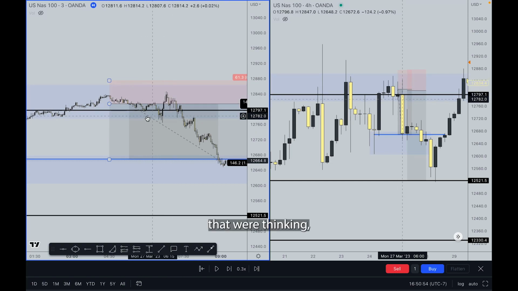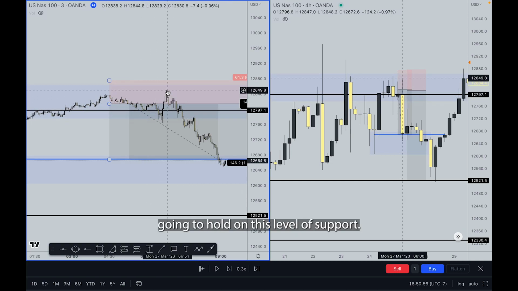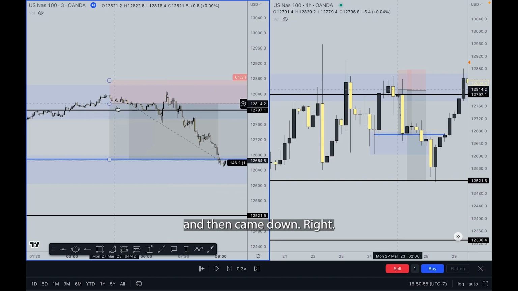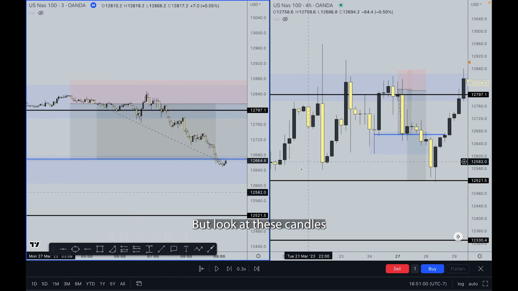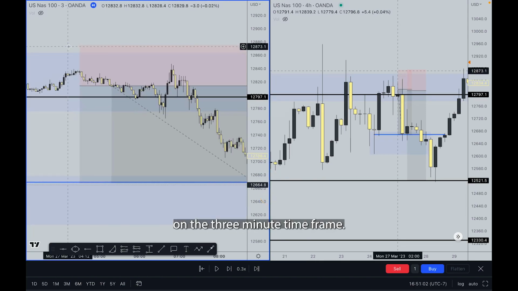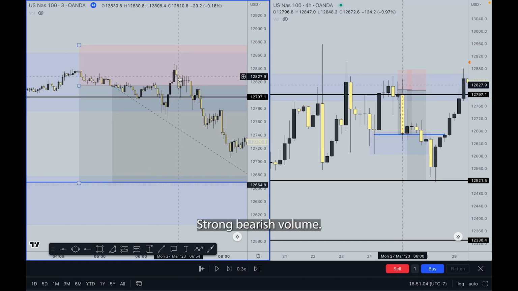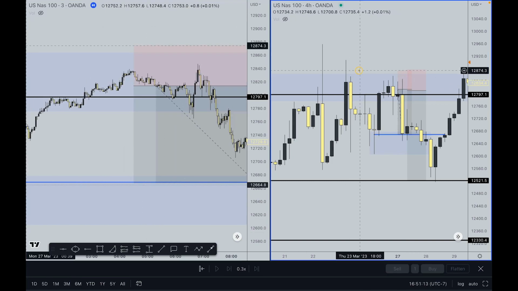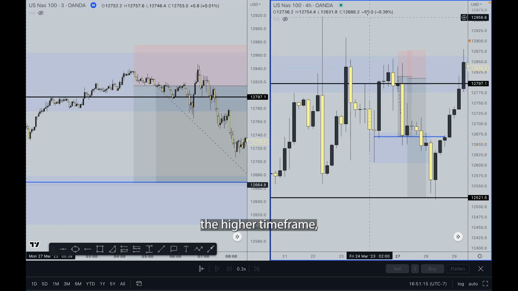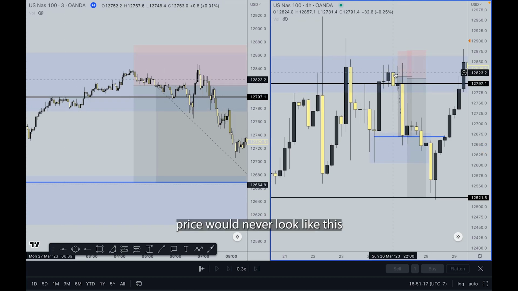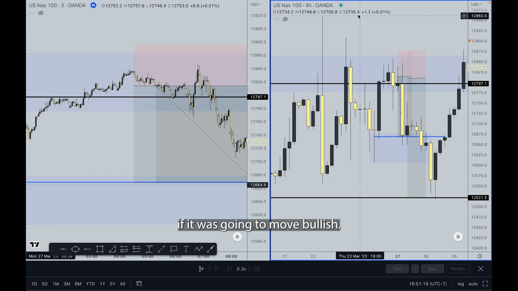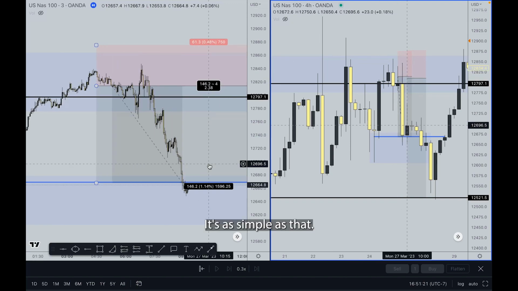There's a lot of people that were thinking, oh, it's bullish, it's going to hold on this level of support, and then it pushed up, faked them out, and then came down, right? But look at these candles on the 3-minute time frame. Strong bearish volume. This was strong bearish volume. Although this is a strong bullish volume right here, the context is not necessarily correct, okay? And you can see that based off the higher time frame. Price would never look like this if it was going to move bullish, okay? It's as simple as that.